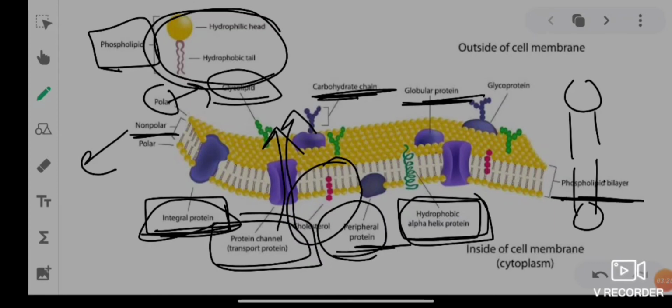One more thing, the fluid mosaic model was given by Singer and Nicolson in 1972, and it is mainly composed of proteins and lipids, with carbohydrates in a small amount, but the proteins depend on the type of cell. So this is all about plasma membrane. In the next topic we will talk about more organelles of the cell. Thank you.